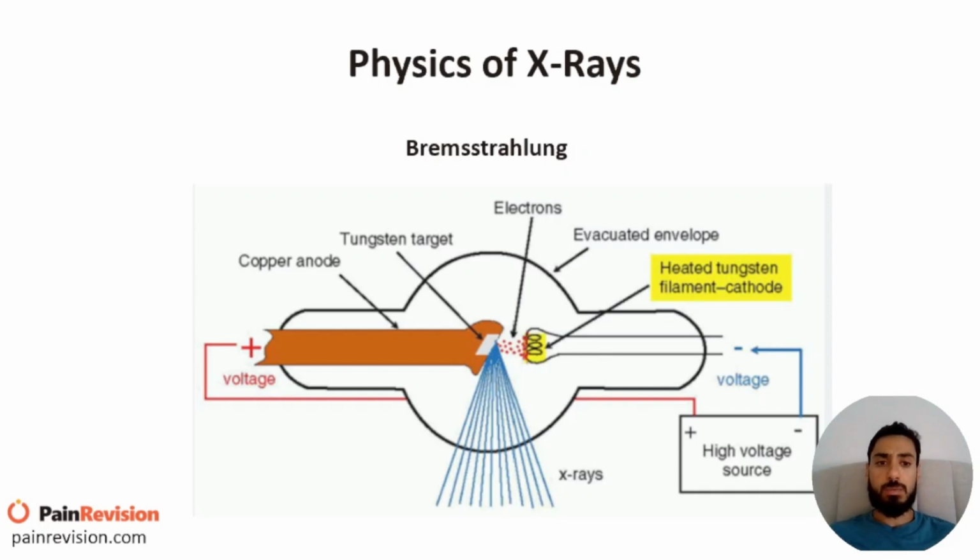And so you understand the concept, because the electrons, as they're going around to the tungsten at a high speed, they brake and they slow down, and that slowing down is what causes the release of energy.